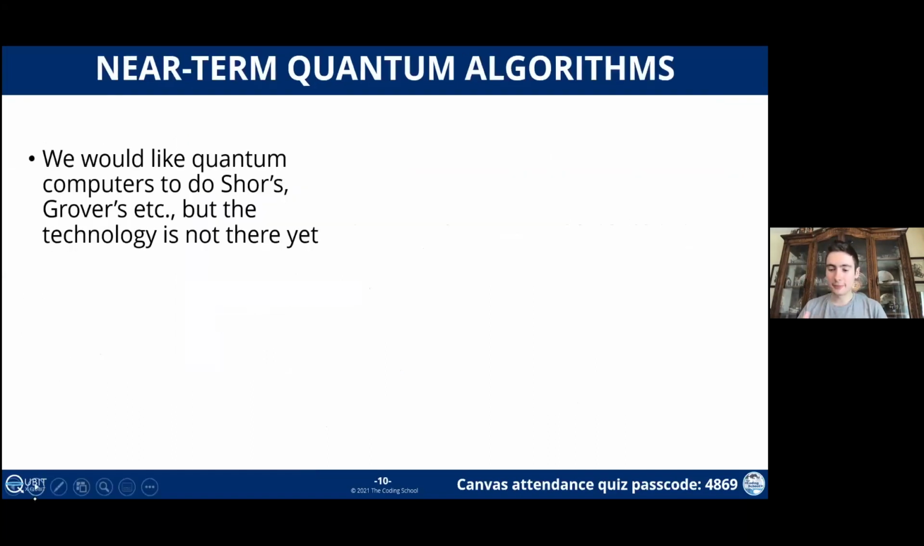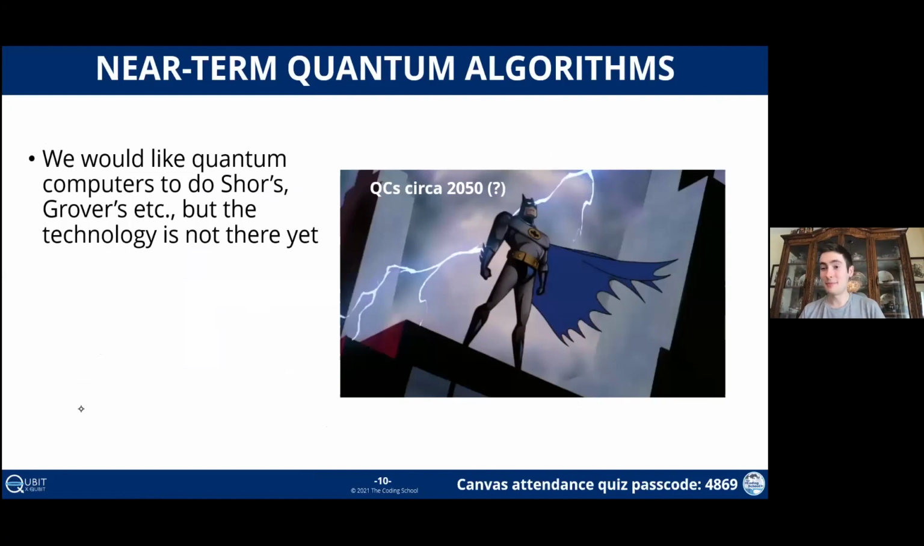Okay, so going back to this, why we need near-term algorithms, what quantum computers look like nowadays. Of course, we would like quantum computers to be able to do Shor's algorithm, Grover's algorithm, etc., but the technology just isn't there yet. So, quantum computers, maybe by the year 2050, will be like these super powerful devices that can solve all these crazy problems. Again, we're just not there yet.